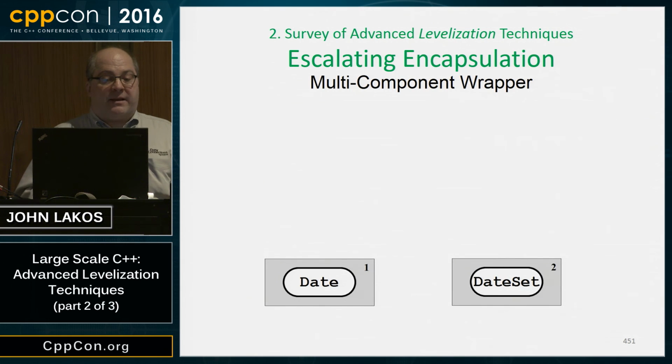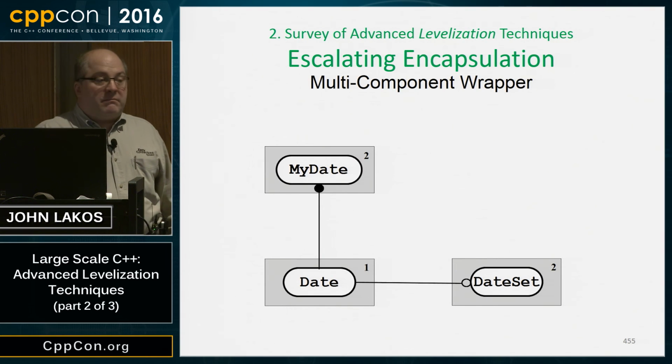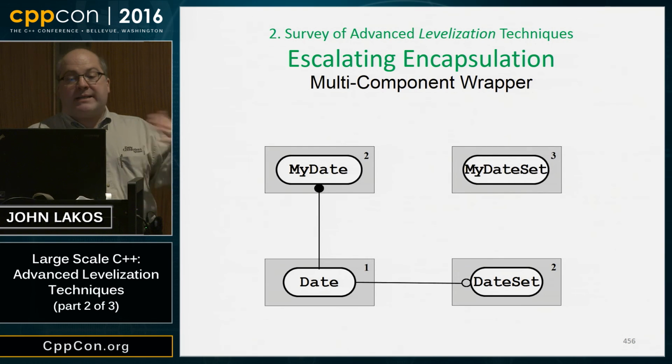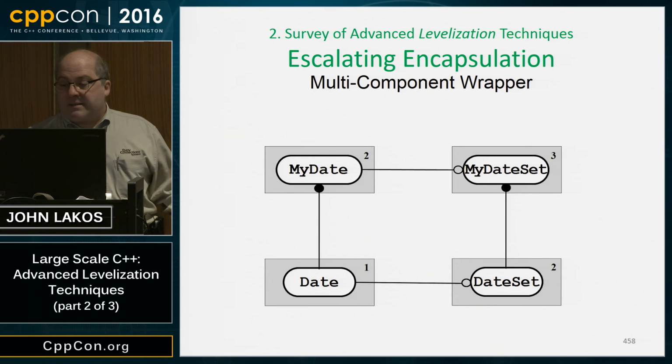Suppose I have a date and I have a date set and I have this dependency. A date set uses date in the interface. And of course I can put date in the date set. Then I have my date. My date uses date in its implementation. It's a proxy for date. And my date set uses date set in its implementation. It's a proxy for date set. And my date set uses my date in the interface.